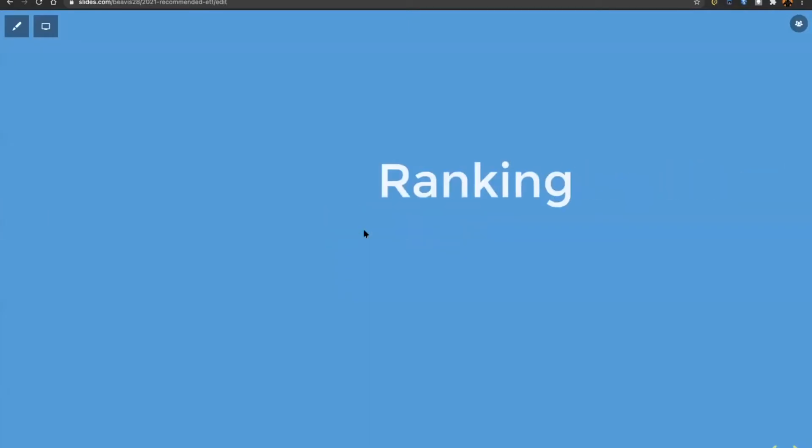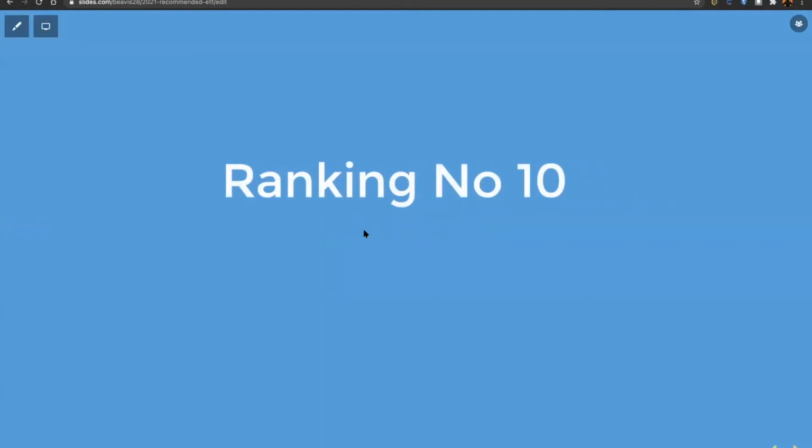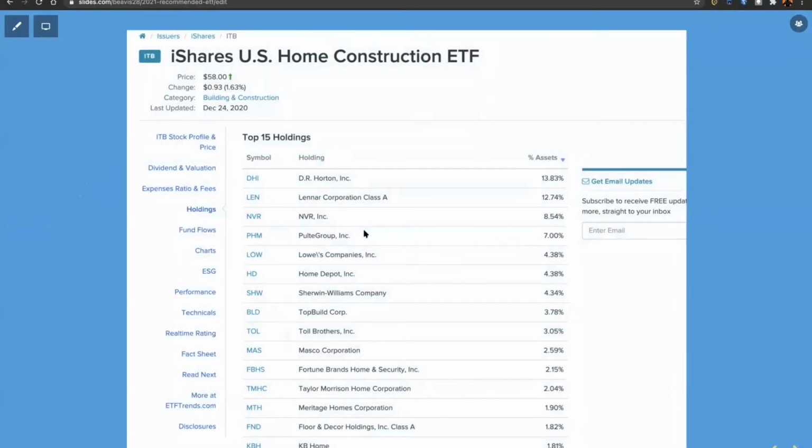Slide here, ranking 10. So the ranking 10 ETF was the home construction. Why are people buying home construction? Let's check this ETF.